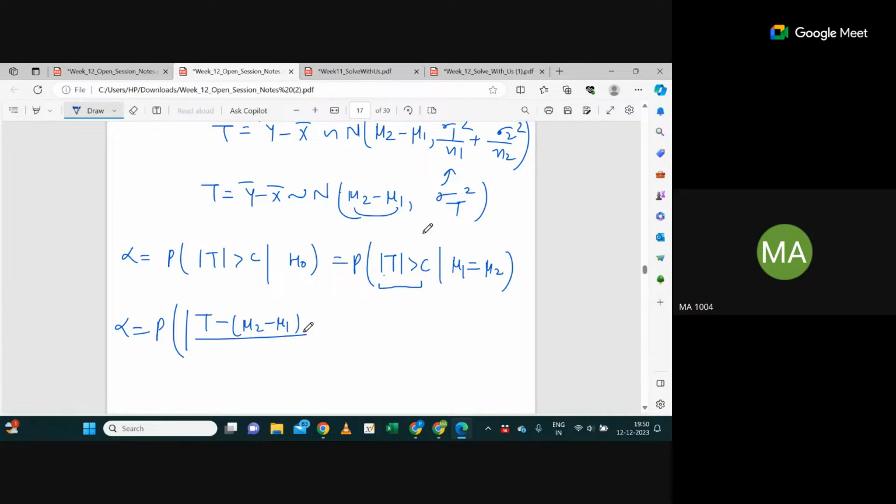Divide by standard deviation. So standard deviation will be sigma t, right? Sigma t square is the variance, so sigma t will be standard deviation, right? Greater than c minus, same procedure, mu2 minus mu1 divided by sigma t, given that mu1 equal to mu2. So far so good. Any doubt?